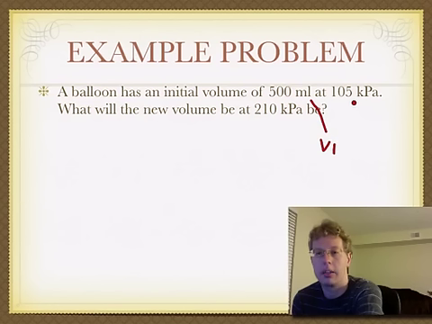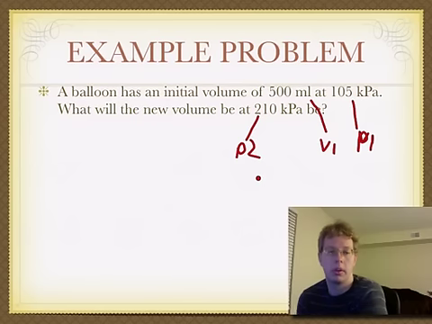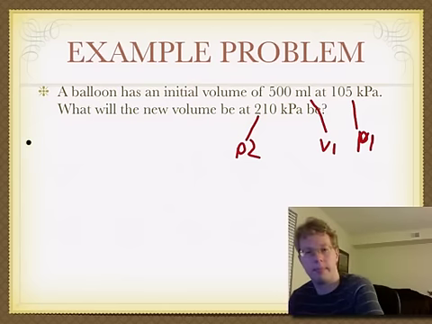And then our initial pressure is the 105 kilopascals. Now on a problem, if you see kilopascals, that's going to be your unit for pressure, and milliliters or liters will be your unit for volume. So that leaves us with this 210 kilopascals being our second pressure. Now knowing this, we can then go ahead and plug this in for our problem.